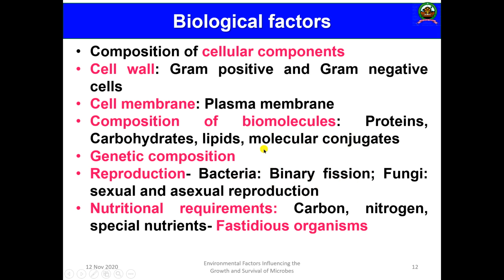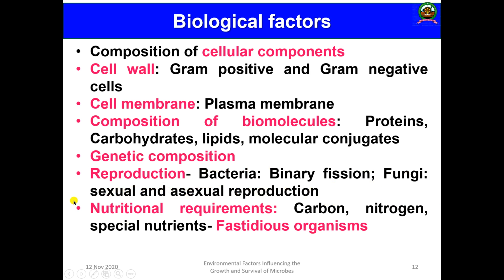The mode of reproduction in bacteria is binary fission, but in fungi there are two types: unicellular, called yeast, which reproduce by budding, and mold, which uses another method. Both sexual and asexual reproduction happen in fungi. Similarly, other organisms have other types of reproduction.